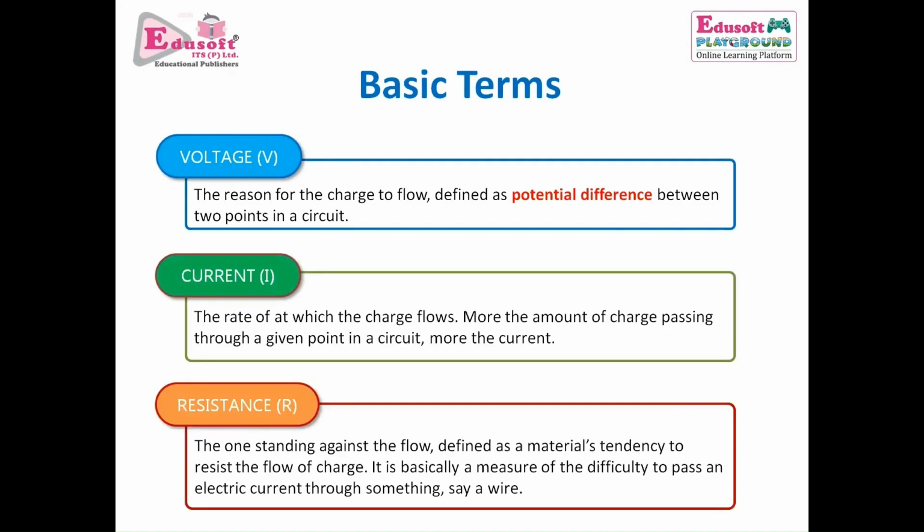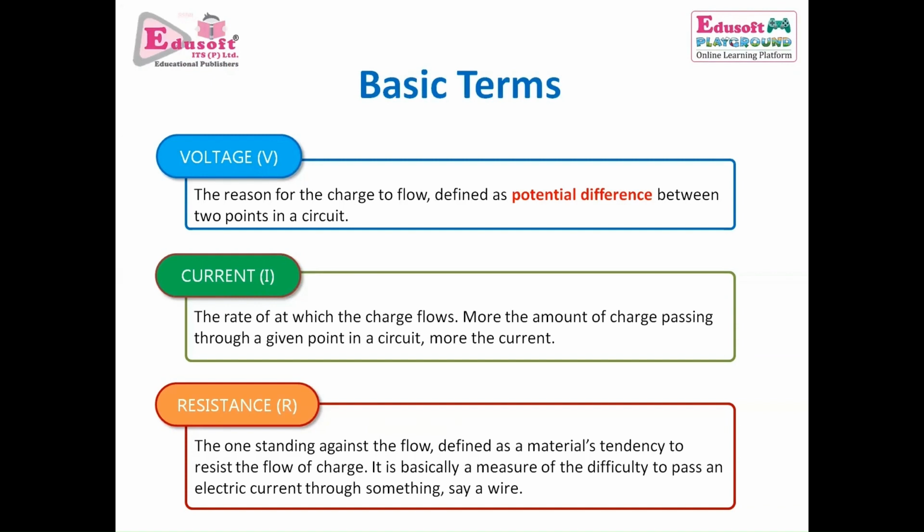So voltage, what is voltage? The potential difference between 2 points in a circuit is called voltage. Next term is current, the rate at which the charge flows. You know the charges are negatively charged particles, that is electrons. So the flow of electrons is called current.